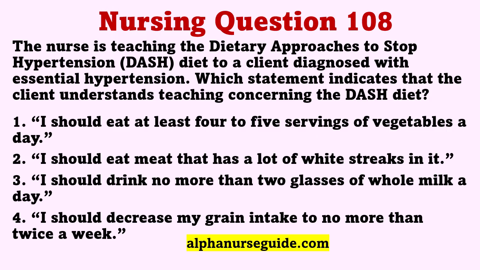The DASH diet recommends 2 or fewer servings of lean meats, which have very few white streaks. The white streaks indicate the meat is high in fat. The DASH diet recommends 2 to 3 servings of non-fat or low-fat milk, not whole milk. The DASH diet recommends 7 to 8 servings of grain a day.